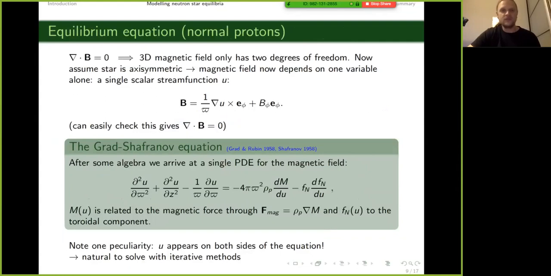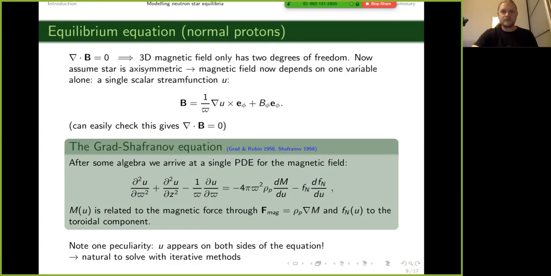So firstly, looking at what happens if you have normal protons, or normal matter in general. There are a couple of tricks here to get to a point where you can actually solve the equilibrium equations. Firstly, the fact that the divergence of B is 0 means that your ostensibly 3D magnetic field only actually has 2 degrees of freedom. So if you now assume also that the star is axisymmetric, intuitively, it should be possible to express everything to do with the magnetic field in terms of a single scalar variable.